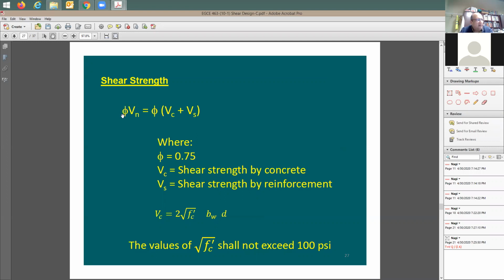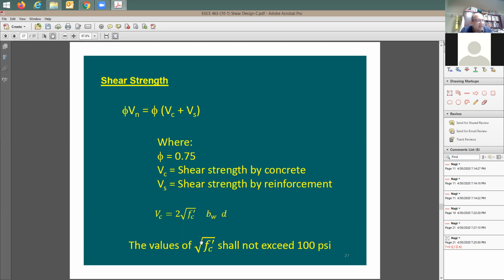Shear strength here is coming from two components. It's going to be the concrete strength and the steel strength. The phi factor is going to be the standard 0.75. Again, you have the contribution of the concrete and the contribution of the steel. For the concrete, the contribution is going to be equal to 2. You have here a factor of 2, square root of f prime c, the width of the web times d.